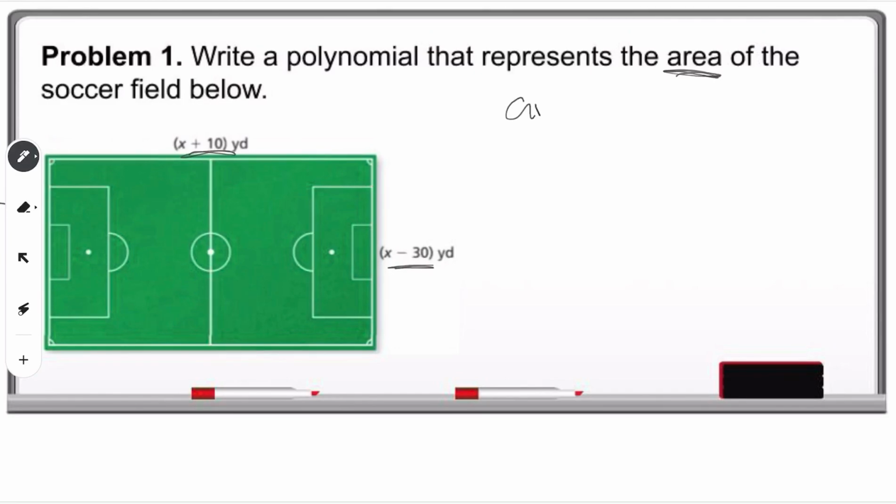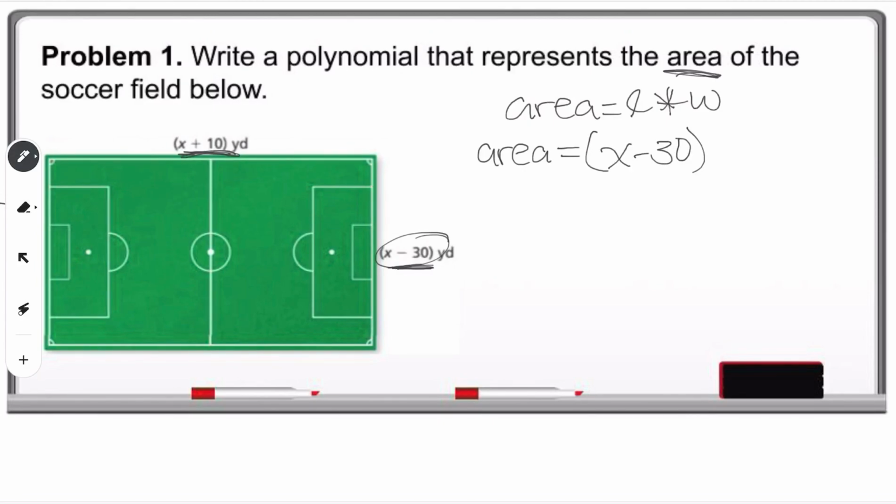And I know that the area of a rectangle is length times width. So I'm going to take these dimensions and substitute them in place of L and W. So I'm going to write area is equivalent to my length, which is x minus 30, times my width, which is x plus 10. Now, if you look at the equation, you can see that I'm multiplying two binomials together, so I'm going to use the box method to solve this equation.